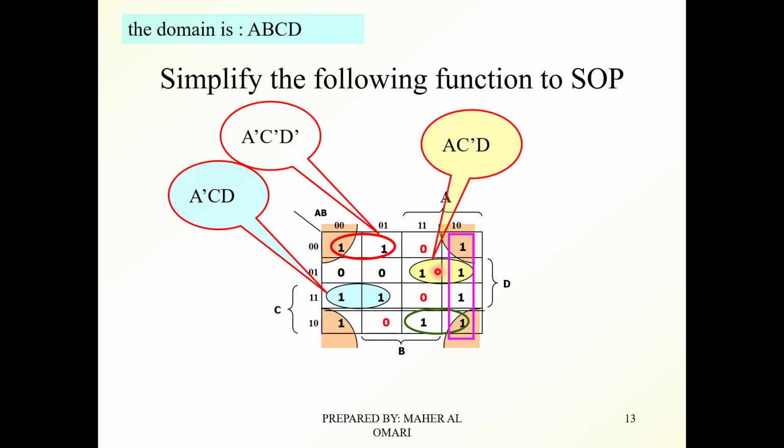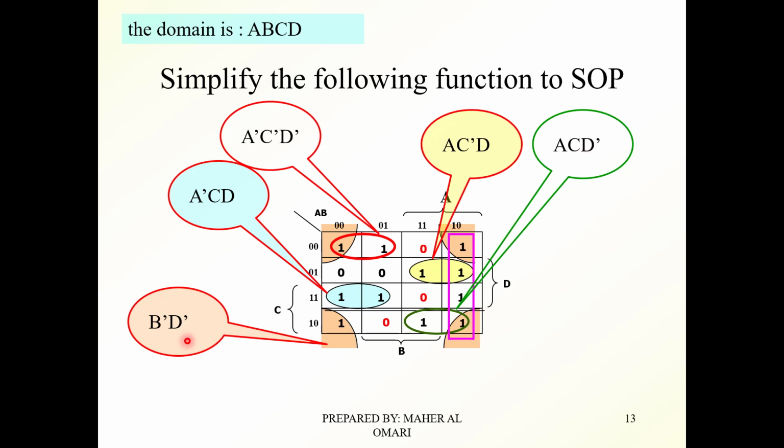If we take this group, then it is A, C bar, D. B has changed, so B is out. And this one is the same, A, C, D bar. B is out. The last group is B bar, B bar, D bar, because A has changed from this one to this. C has changed. Here C is 1, but here C is 0. And B has a value of 0 in the group. So this is the term.